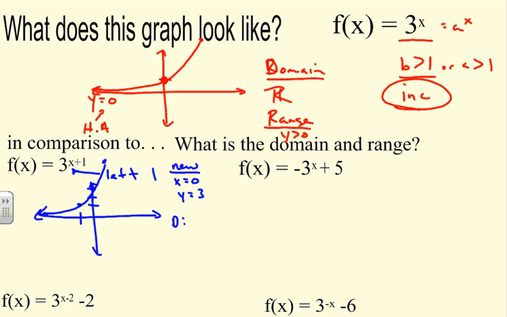Has the domain changed for this function? No, the domain stays the same. You can still plug any values in. Has the range changed? Well, we can still see that we have y equals 0 as my horizontal asymptote behavior to the left, and so the y values are going to be greater than 0 as my range.